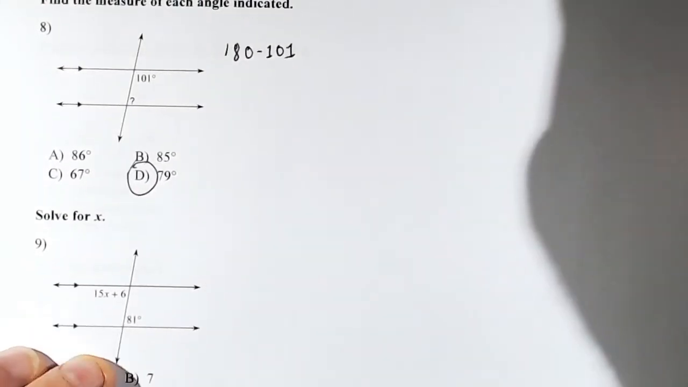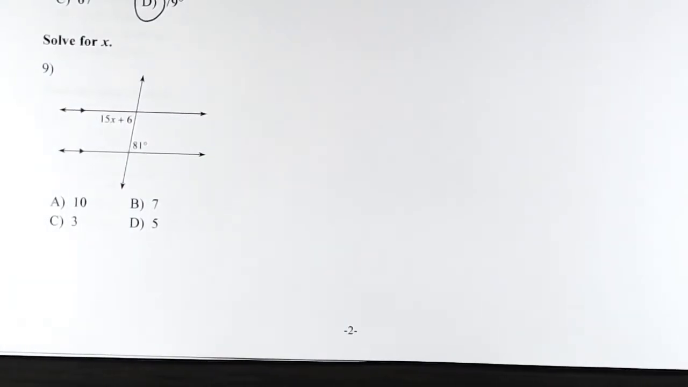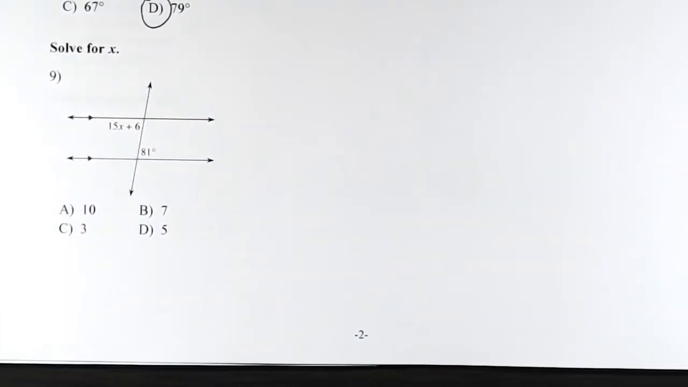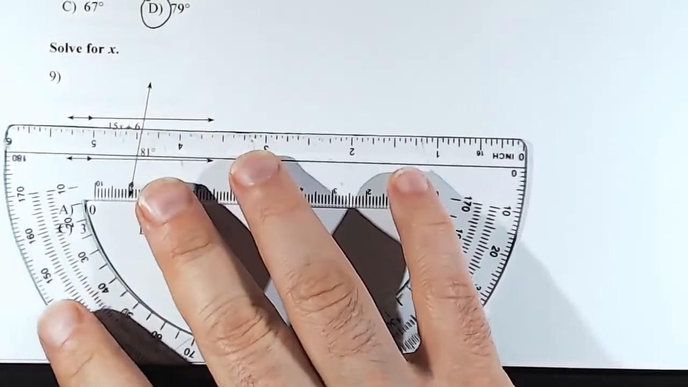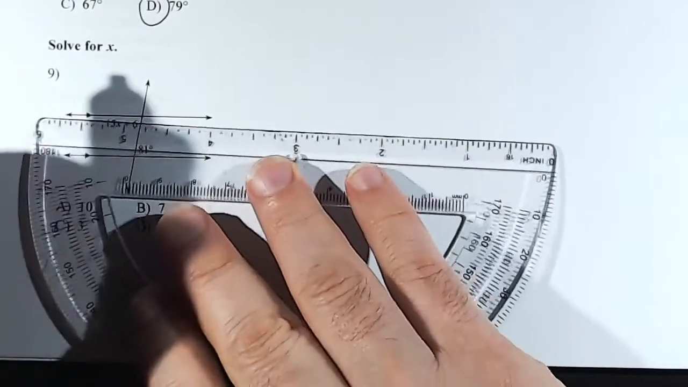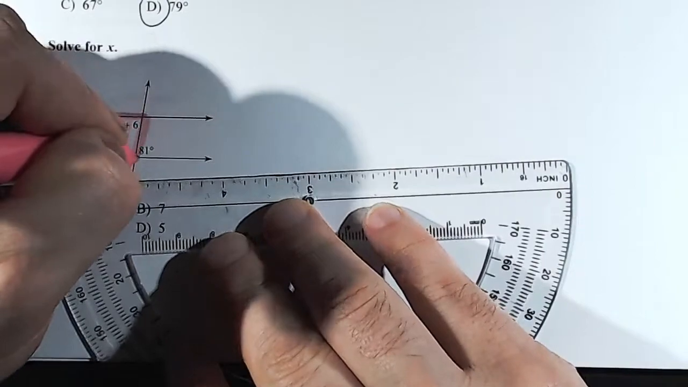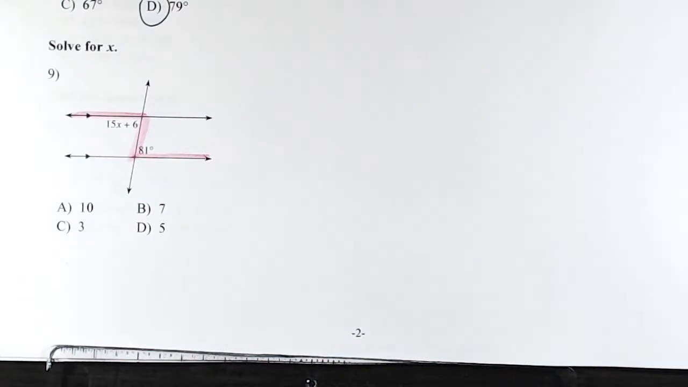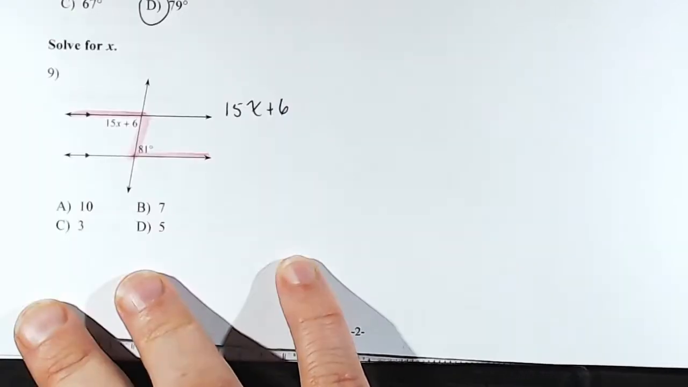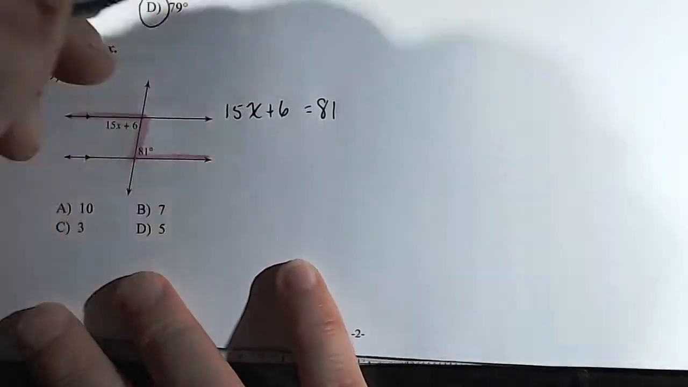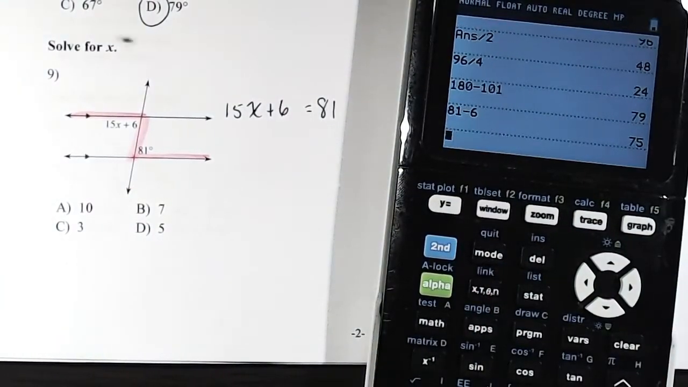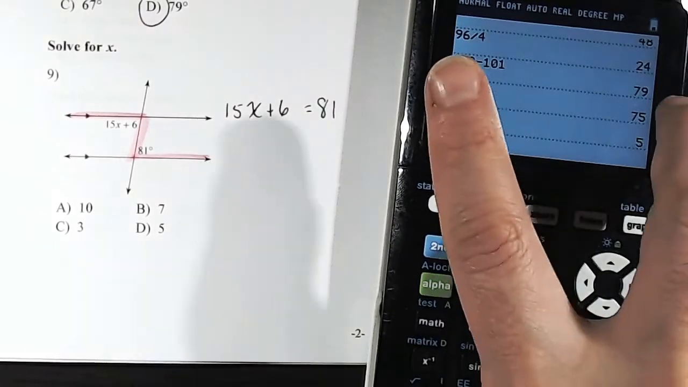Moving on to number 9, solve for x. These are alternate interior angles. They form that Z shape that I showed you in another video. We're told that these two lines are parallel. In the corner spaces of the Z, right here and right here, those angles are equivalent. You have to know that to set 15x plus 6 equal to 81. Just solve it out: 81 minus 6, then divide the result by 15. You get 5. Done.